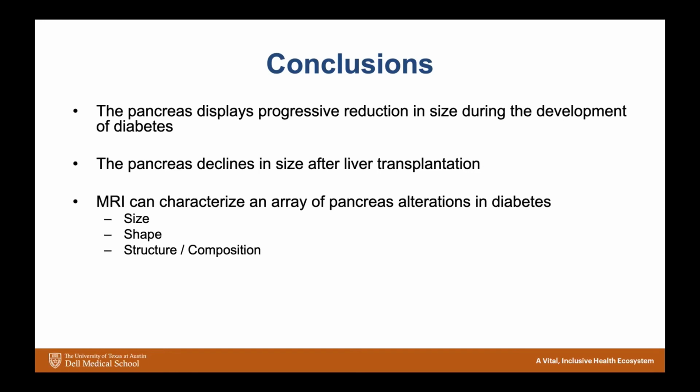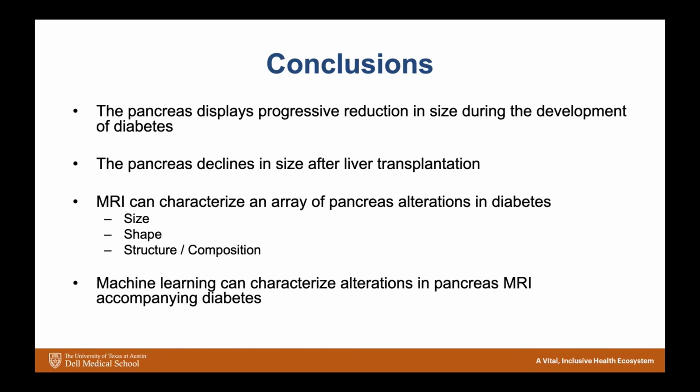MRI, the picture tells 1,000 words here. MRI can characterize pancreas size, which is important, but pancreas shape, pancreas structure, and pancreas composition all seem to be affected in type 1 diabetes, and deep learning is uniquely suited to characterize these different changes as well as segment the pancreas.